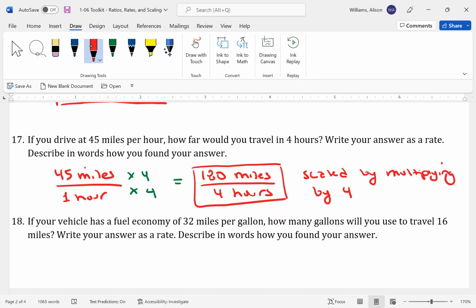So 32 miles per gallon. So per 1 gallon. Here, I'll use some shorthand just to make my life a little bit nicer. 32 mi for 1 gal. Okay. So we want to do 16 miles. So to get 16 miles, we're going to divide 32 by 2. That gives us 16. But dividing 1 by 2, that's a half. So basically, it's 16 miles for a half a gallon.